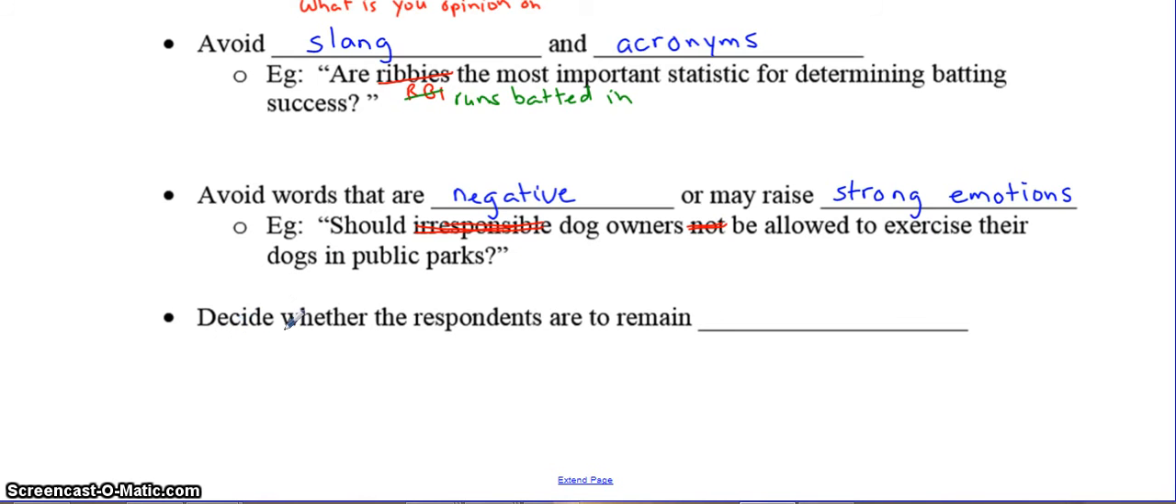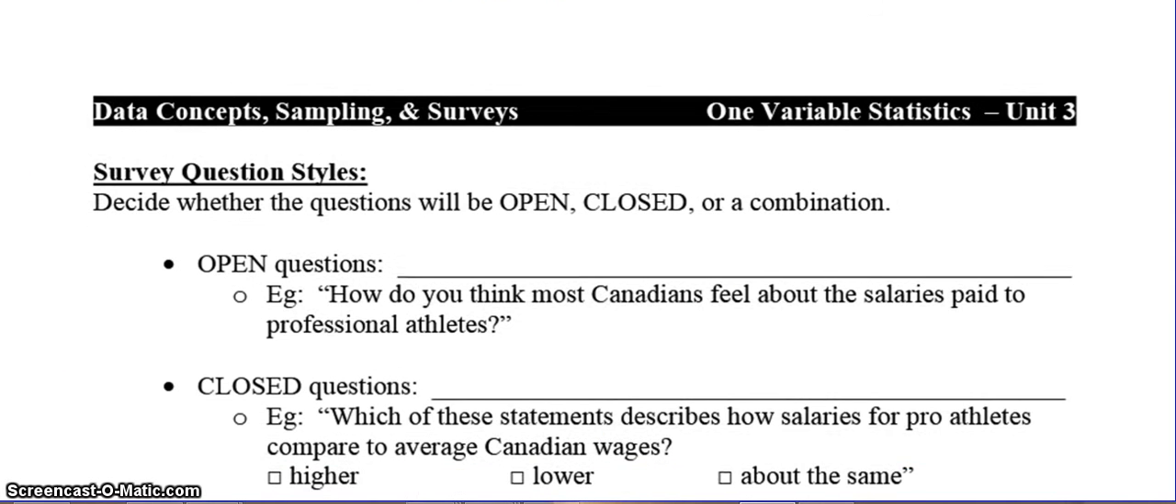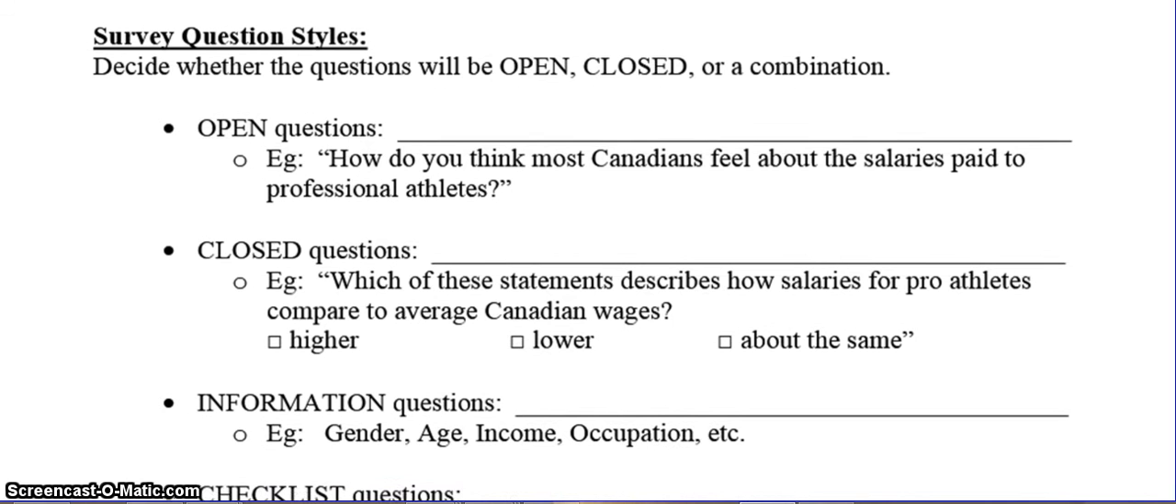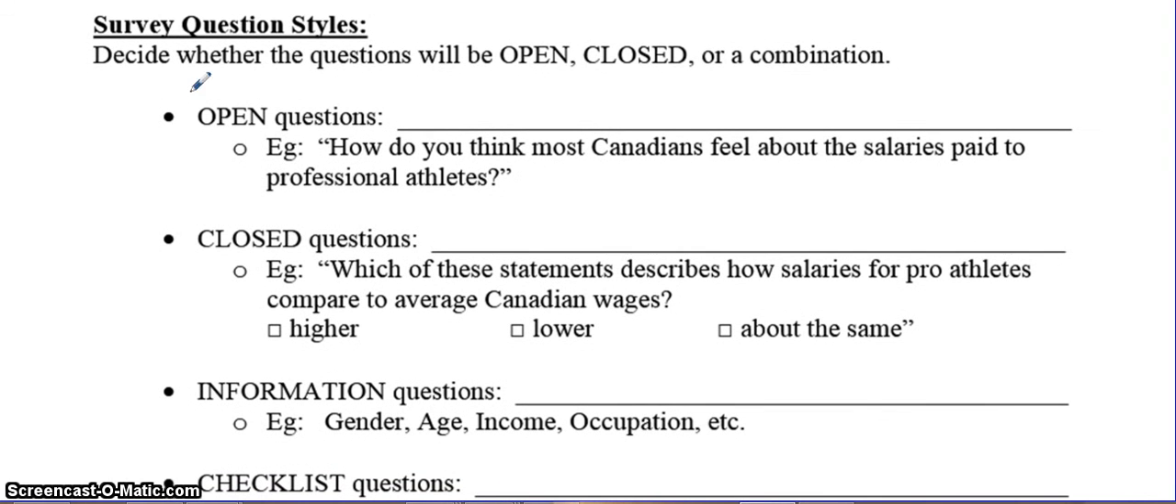Lastly, you're going to decide whether respondents are to remain anonymous. There are advantages and disadvantages to having a survey anonymous. So that would be your choice when you make your survey. So we're just going to finish it up with the different types of survey questions.